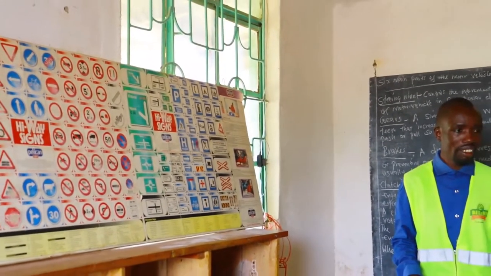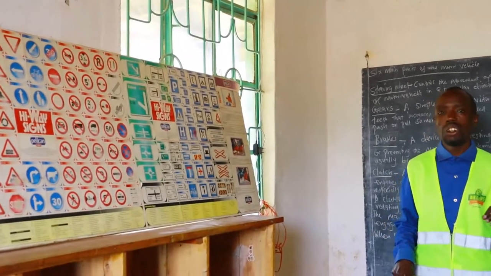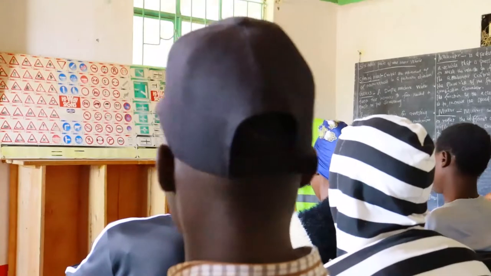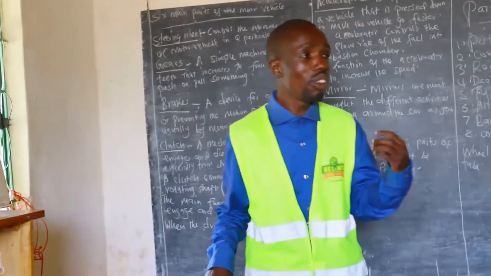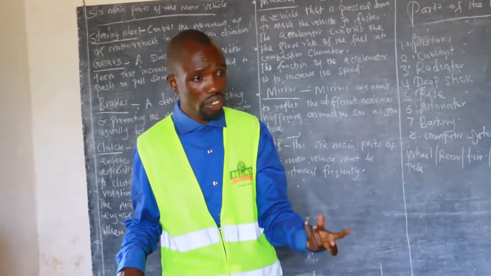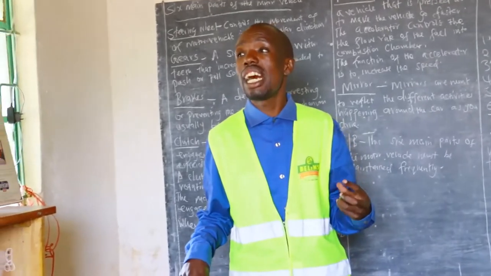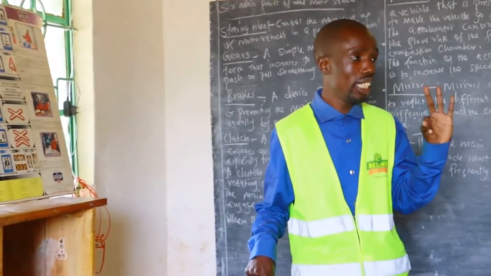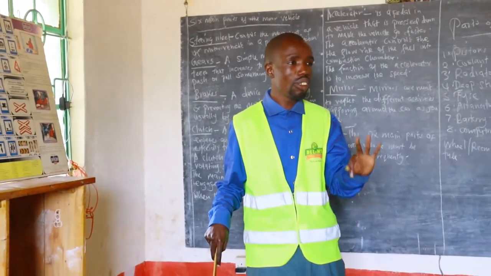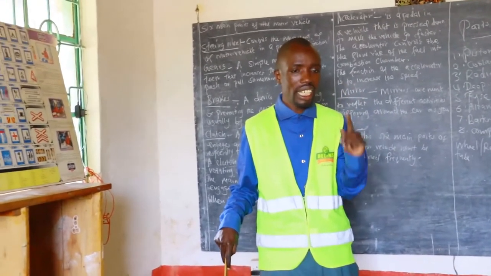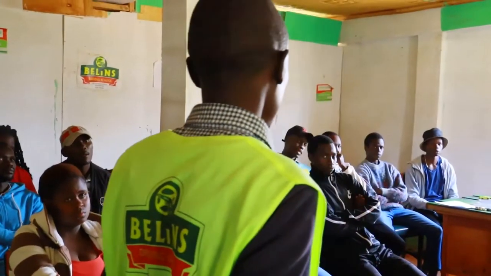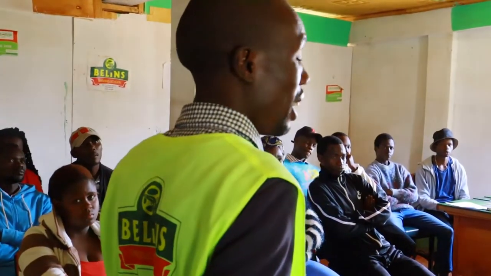Are we together, class? Okay. Road signs are also further grouped into five major groups. These five major groups are: we have priority signs. Class A has got three groups in it. Then class B, one group of warning. Then class C, one group of informatory sign.